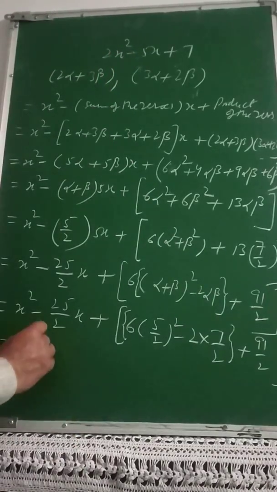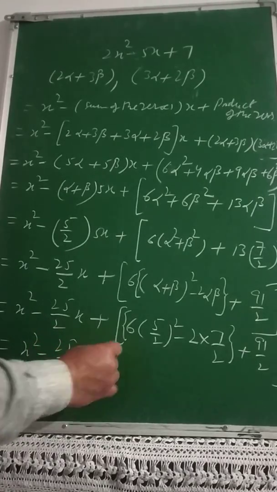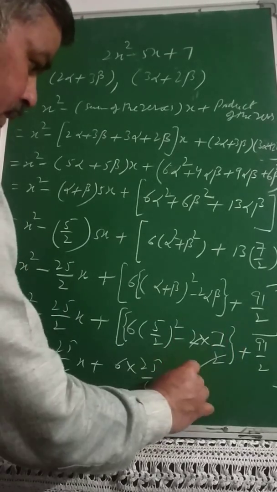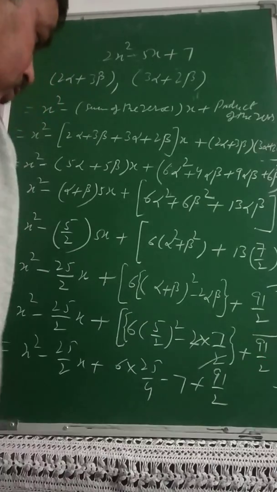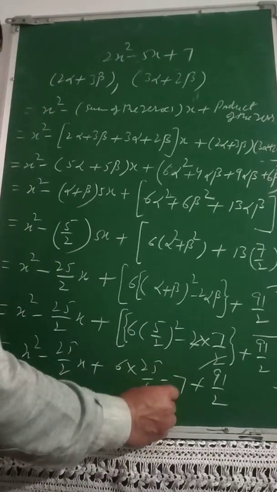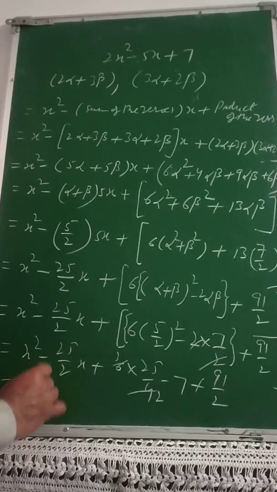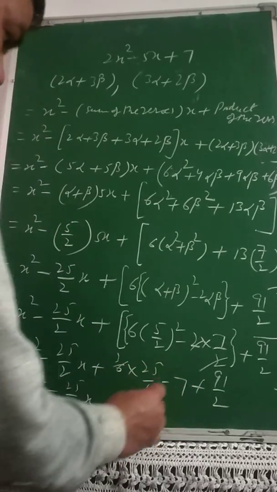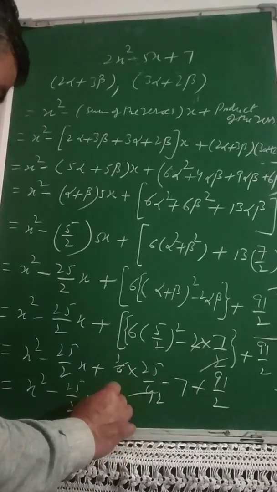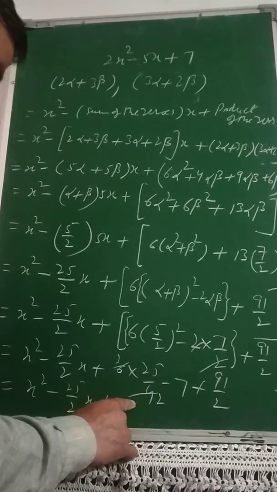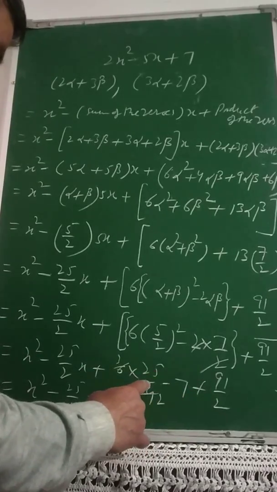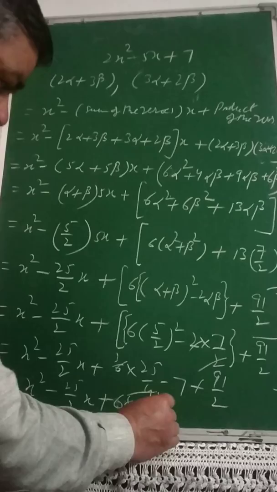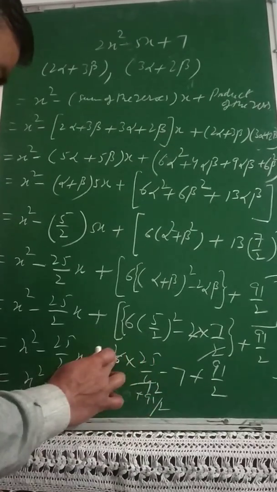So finally you are getting x square minus 25 upon 2x plus 6 into 25 upon 4. 2 you can cancel, minus 7 plus 91 upon 2. So here it is 2 2s are and 2 3s are. Do these calculations. X square minus 25 upon 2x. So it becomes 25 3s are 75, minus 7, plus 91 upon 2. 75 minus 7 is 68 plus 91 upon 2. This is 25.